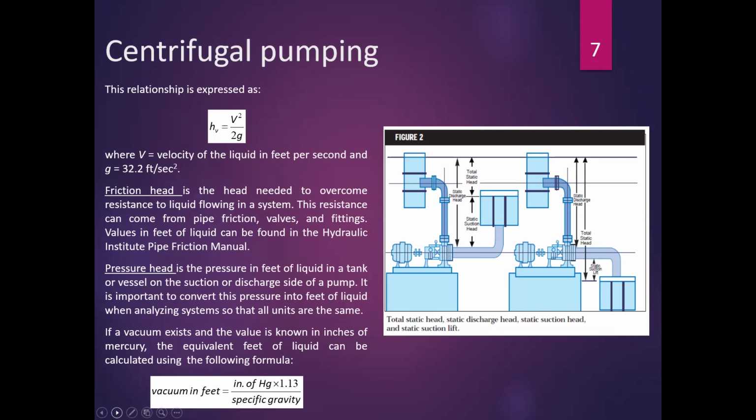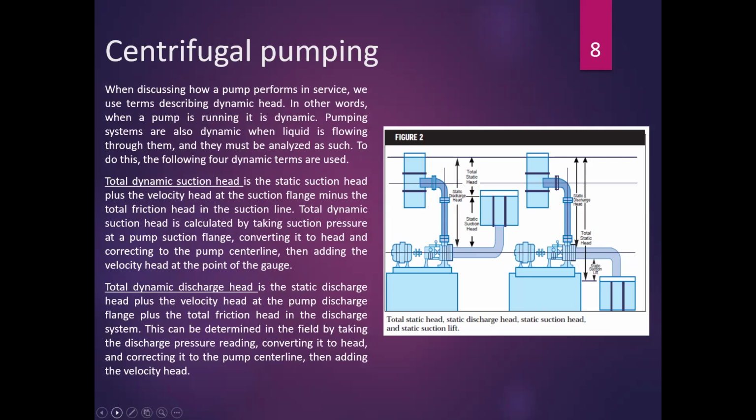Pressure head is the pressure in feet of liquid in a tank or vessel on the suction or discharge side of the pump. It is important to convert this pressure into feet of liquid when analyzing systems so that all units are the same. If vacuum exists and the value is known in inches of mercury, the equivalent feet of liquid can be calculated using the following formula. Vacuum in feet is inches of mercury times 1.13 over specific gravity. Ano yung vacuum in mercury?